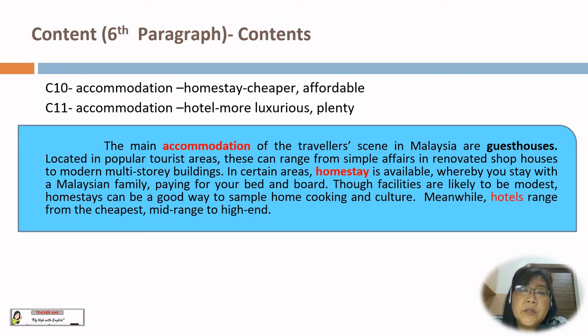The main accommodation of the traveller scene in Malaysia are guest houses. Located in popular tourist areas, these can range from simple affairs in renovated shophouses to modern multi-story buildings. In certain areas, homestay is available, whereby you stay with a Malaysian family, paying for your bed and board. Though facilities are likely to be modest, homestays can be a good way to sample home cooking and culture. Meanwhile, hostels range from the cheapest to mid-range to high-end.